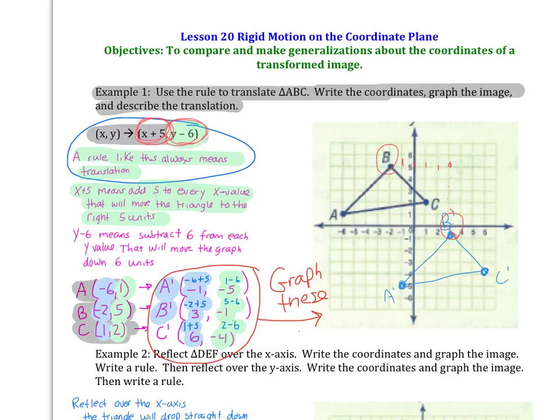However, whatever the number that comes after it. If you have x minus 5, that would be moving the triangle to the left. Y minus 6 means to subtract 6 from each y value. It also means that will move the graph 6 units down. Y minus will always move the triangle or whatever the shape is down. Y plus will always move the triangle up. Okay, so this is just one example. You'll practice a lot more of the translation rules.